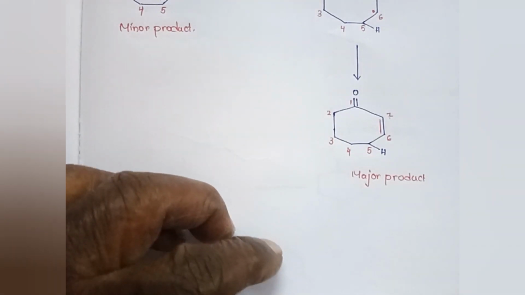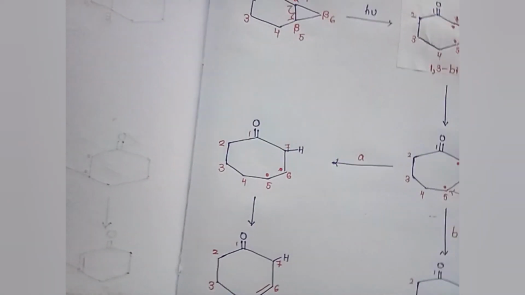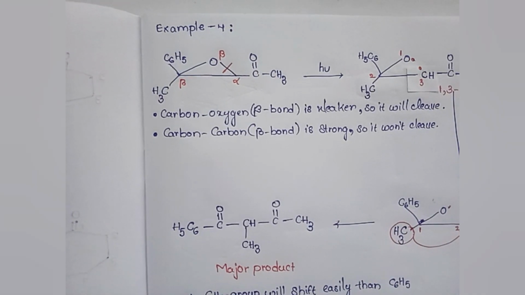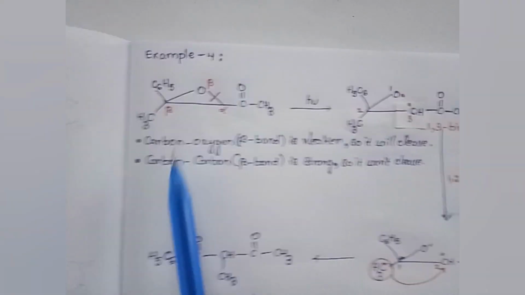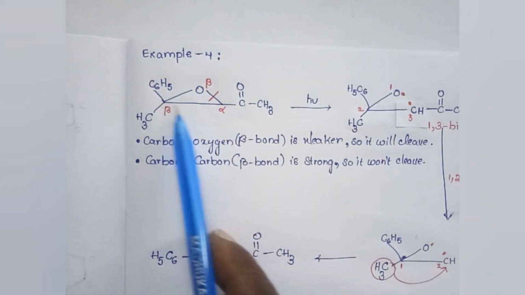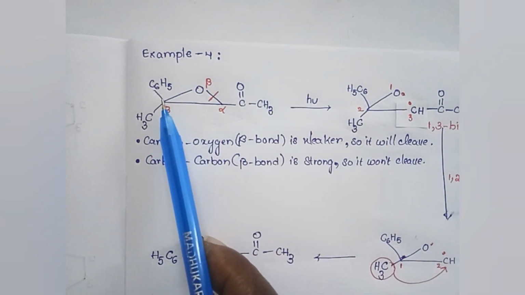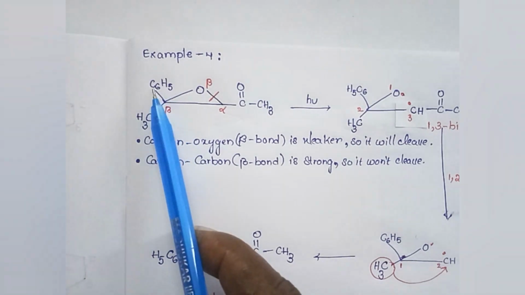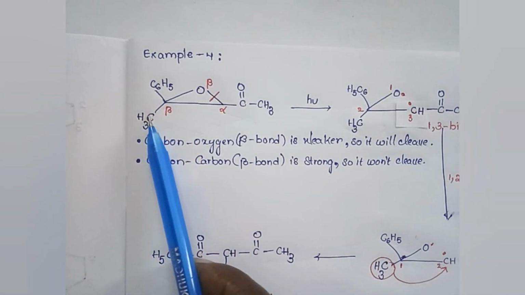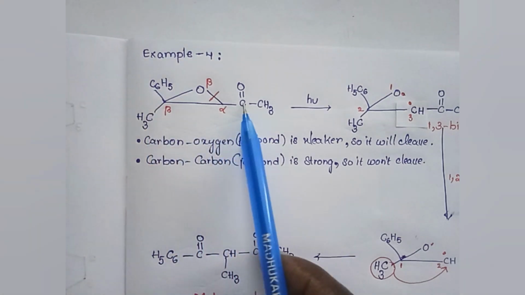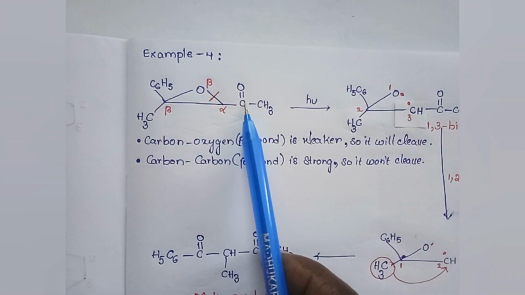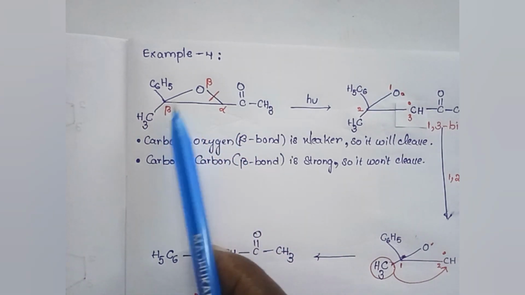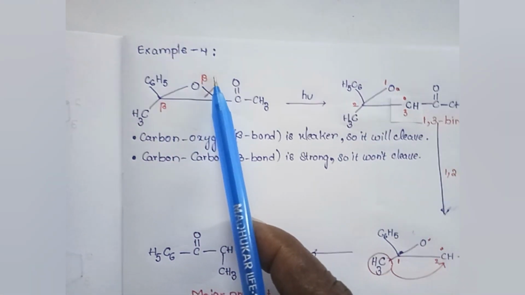Let's see another example of beta cleavage. This is a cyclopropane ring with substitution on this carbon atom: a phenyl group here and a methyl group here. This is the carbonyl group. This is the alpha carbon, and this is a beta carbon, and this is another beta carbon.